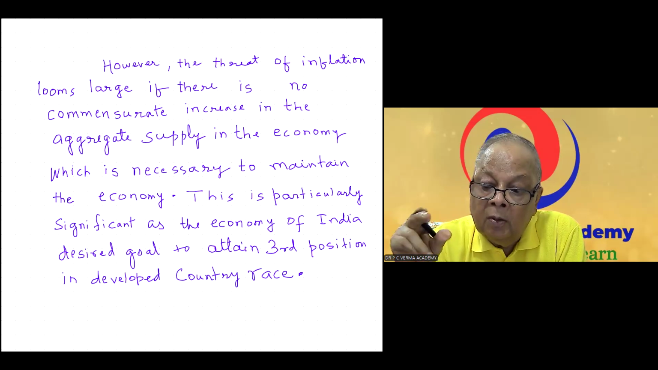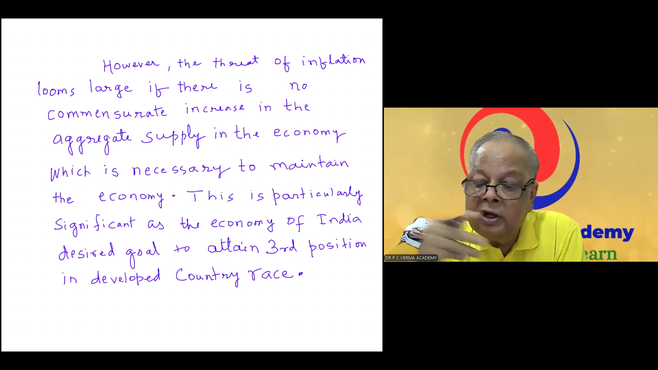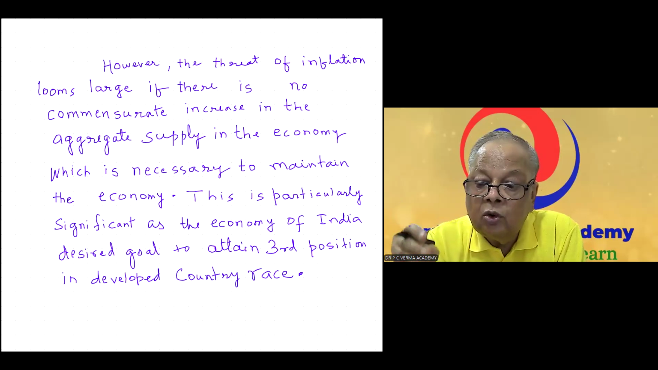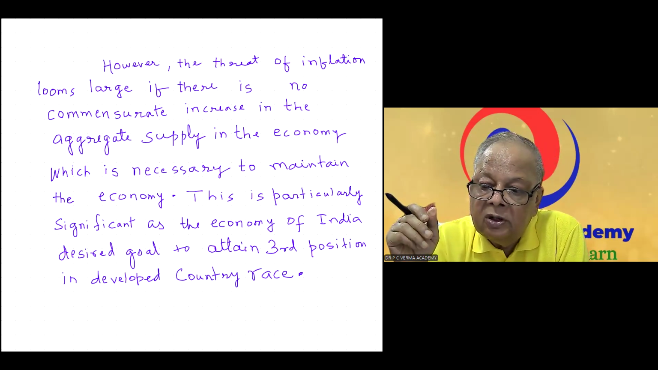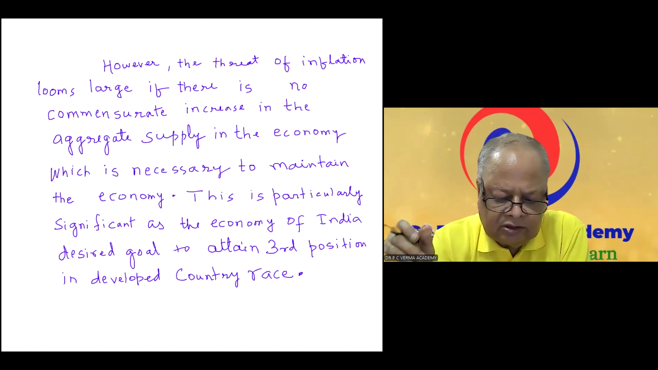So a 4% supply of money will not aggravate inflation. So what is the golden rate of supply of money? 4%. What is the golden rate of inflation? 4%. How much unemployment is not a problem? 4%. Because that is frictional unemployment. It will be solved automatically. So these are the things we have discussed.